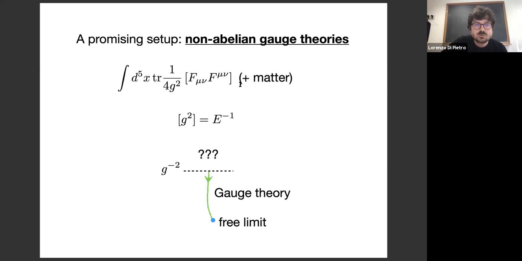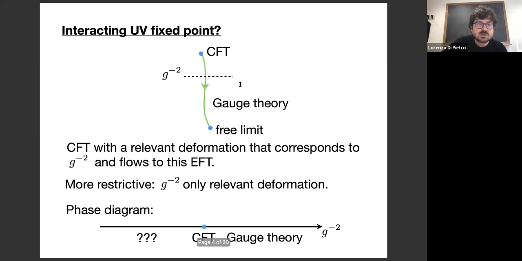So the connection to the question that I started with is that, of course, we want to explore the possibility that actually in the UV there exists an interacting UV fixed point. So what does that mean more precisely? It means that we want to ask whether there is a five-dimensional interacting conformal field theory which has a relevant deformation, which in the IR maps to the inverse coupling squared, and it flows to this effective field theory given by the gauge theory.